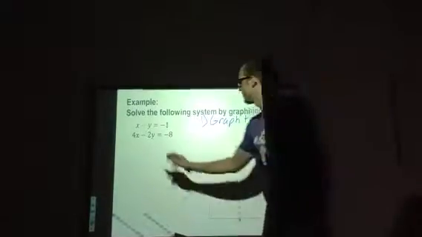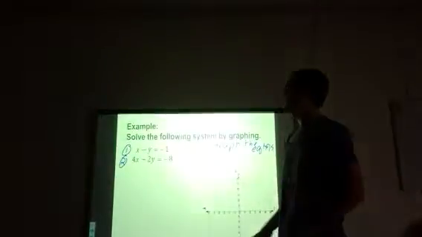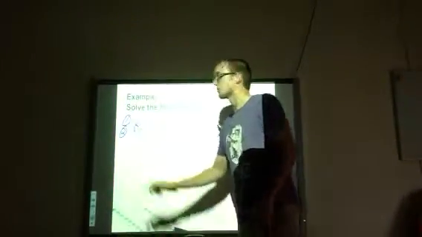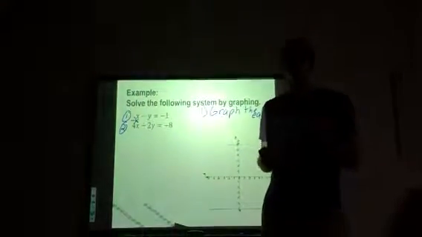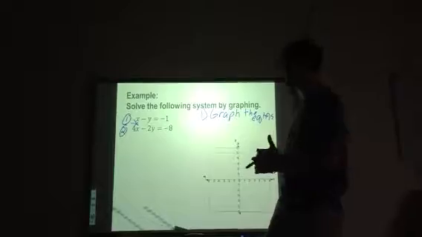So first thing we're going to do, we have equation 1, we have equation 2. Let's look at equation 1 first. Alright? We're going to solve for y, because once we solve for y, we'll have it in slope-intercept form. We can identify the slope, we can identify the intercept, and we can easily graph that line.